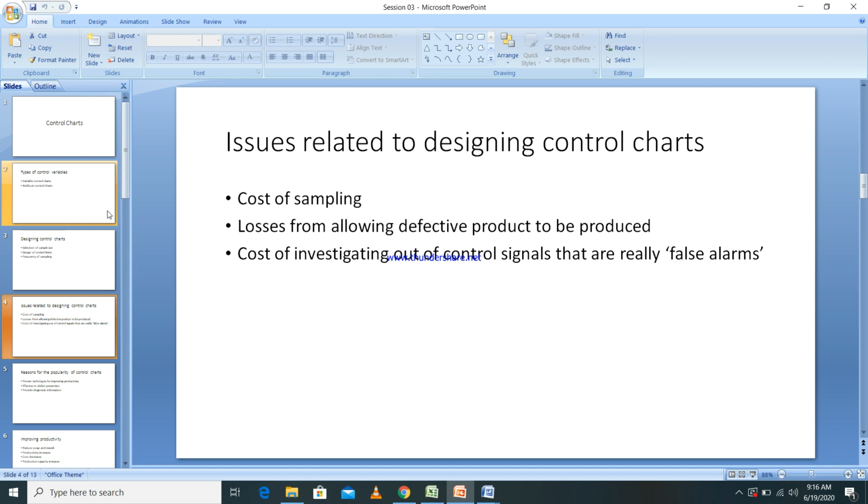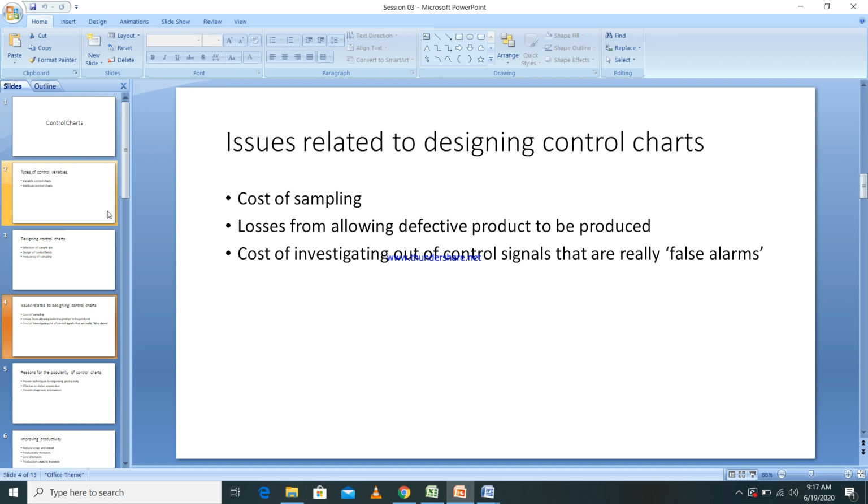And the cost of investigating out of control signals that are really false alarms. Sometimes when we use the control chart, we say our process is out of control, but actually the process is in control. This may happen due to an error in the control limits.